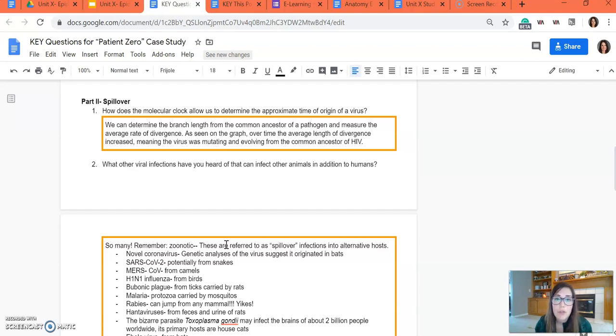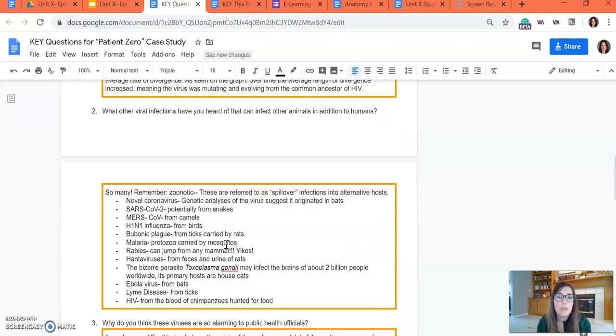As seen on the graph, over time the average length of divergence increased, meaning that the virus was mutating and evolving from the common ancestor of HIV. This is something that's really scary about viruses, is how quickly they can mutate. Even when the virus is in a person, it is still mutating. You saw that in the video about HIV. When the HIV virus enters a person, it continues to mutate inside its host. That's how quickly they mutate.